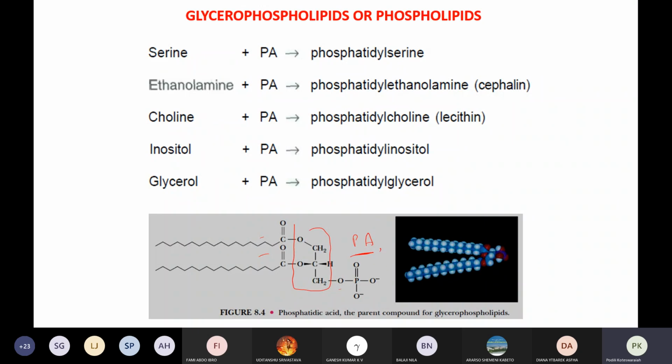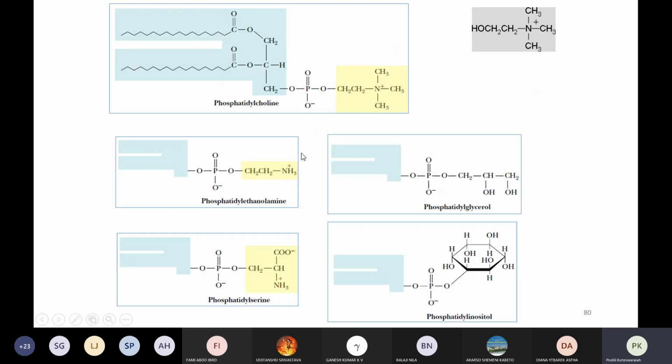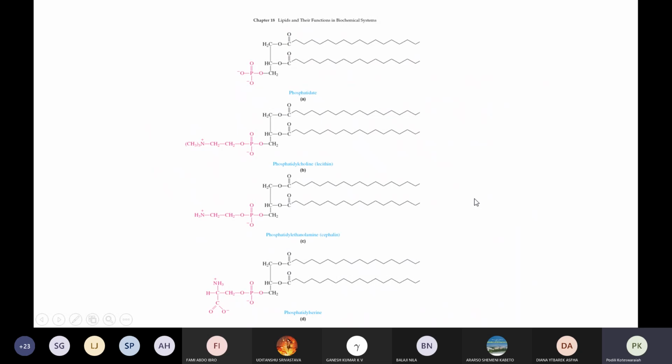When this phosphatidic acid is further esterified with the serine, then it is known as the phosphatidylserine, and if it is esterified with the ethanolamine, then it is known as phosphatidylethanolamine. With choline, phosphatidylcholine, inositol, phosphatidylinositol. With the glycerol, it is the phosphatidylglycerol. So that means the phosphatidic acid, when it is esterified further with the choline, it is known as the phosphatidylcholine. If it is with ethanolamine, it is known as phosphatidylethanolamine, and then phosphatidylserine, phosphatidylinositol, phosphatidylglycerol, and so on.